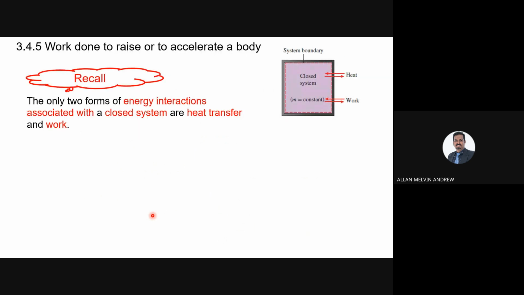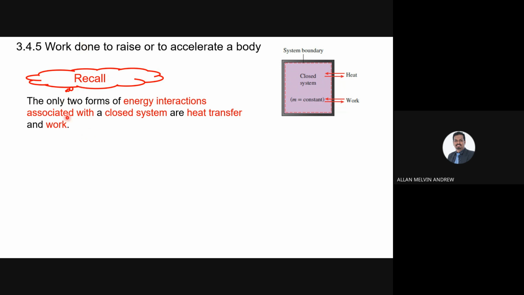Okay, so the work done to raise or to accelerate a body. This is another thing. Due to acceleration, and acceleration is an increase in speed. So when the body is accelerating, increasing in speed, there can be work done.